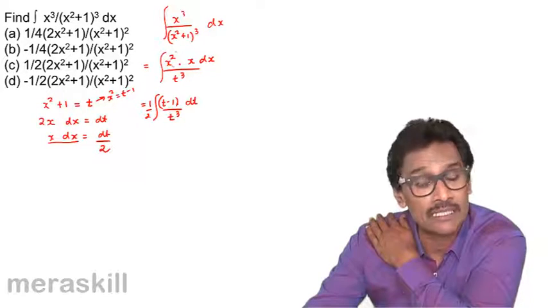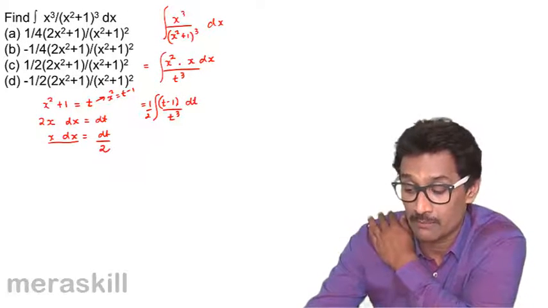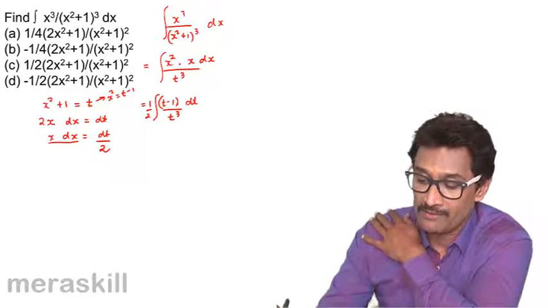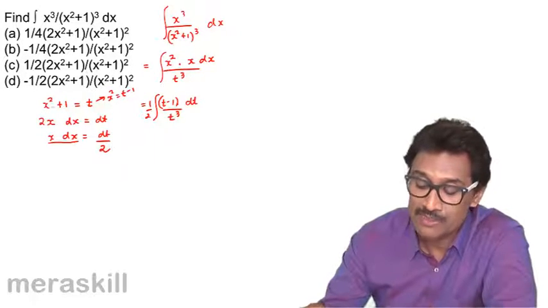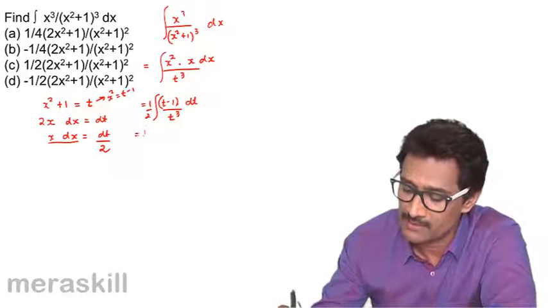We are still stuck with x square. Everything has to be in terms of t. Now, we know x square plus 1 is t, so x square is t minus 1. We may have to substitute like this. So the rest is simple.